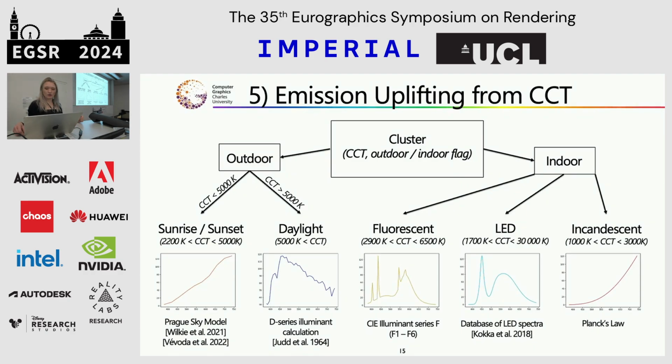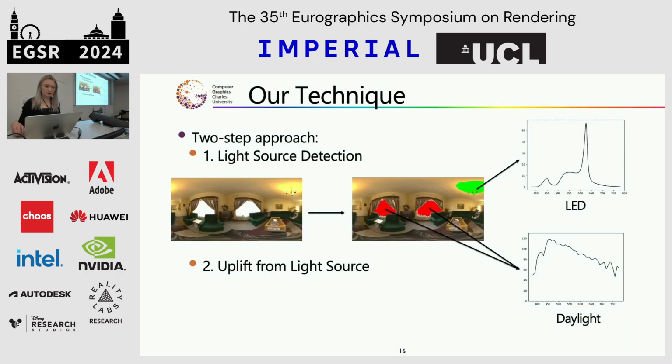And for every one of these categories, the final emission is obtained slightly differently. For the sunset category, we obtain sunset spectra from the Prague sky model, and we perform interpolation depending on the CCT. For daylight, we use the daylight D-series illuminant calculation. For both fluorescent and LED, we compiled a database of spectra from actual real-life measurements, and we use their interpolation. And finally, for incandescence, we use Planck's law. So that is how we detect the light sources. And once we have that, we can move on to the actual per pixel uplifting.